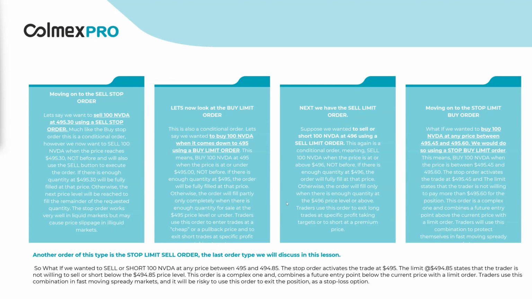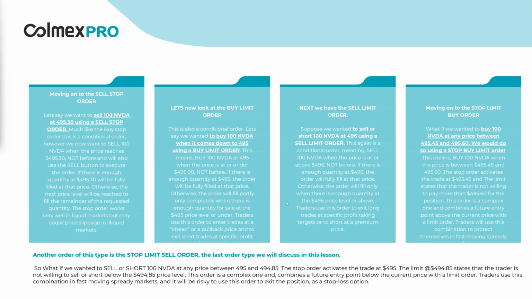Next, let's now talk about stop limit buy orders. What if we wanted to buy 100 Nvidia at any price between $495.45 and $495.60? We would do so using a stop buy limit order.